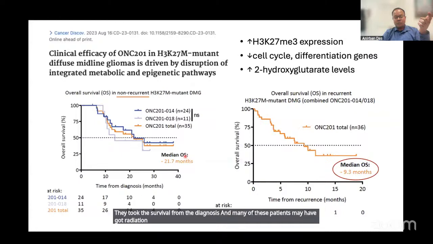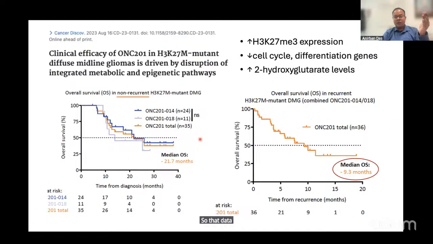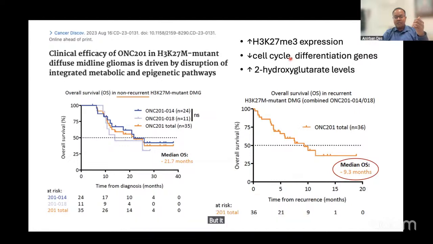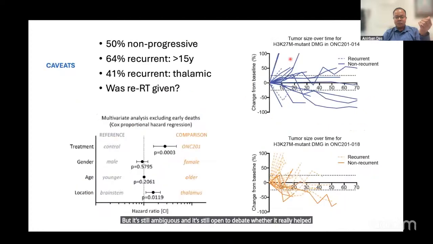So if you remember, the re-radiation effect actually pulled some of these patients to 21 months. And with ONC201, it seems that it's almost the same. So that data was not very clear from the trial. And as you can see, this is not in JCO or NEJM, but in Cancer Discovery, where a lot of biological correlates were shown that the drug is doing something, but it's still ambiguous and it's still open to debate whether it really helped patients as it was touted to be.